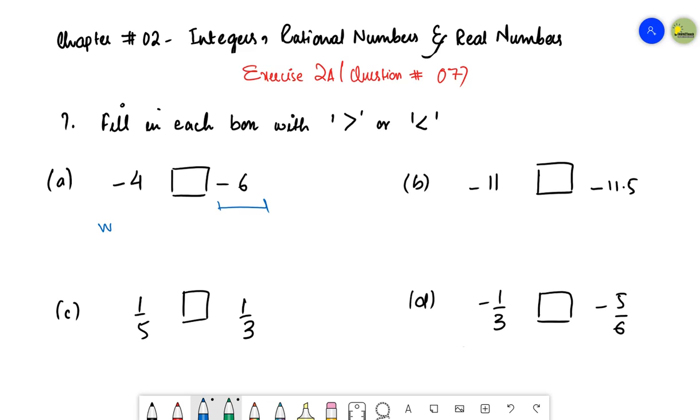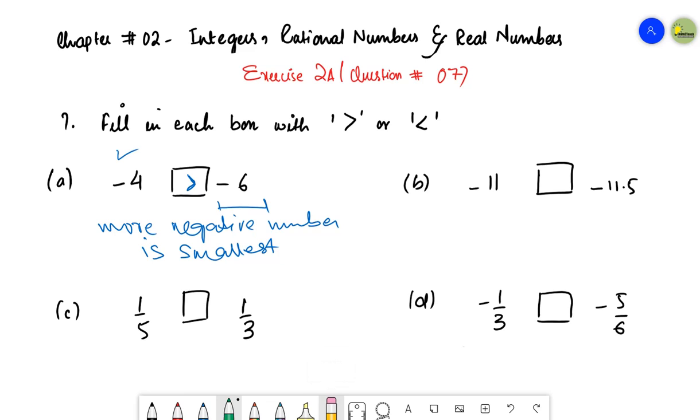So if you have two negative values, then the more negative number, the number with the bigger value, is considered the smallest. It is considered smaller. So if I talk about -4 and -6, -6 is the smallest, more negative means the smallest number between them. So in other words, -4 is the bigger number. So I'm going to use the greater than symbol. Why? Because -4 is greater than -6.